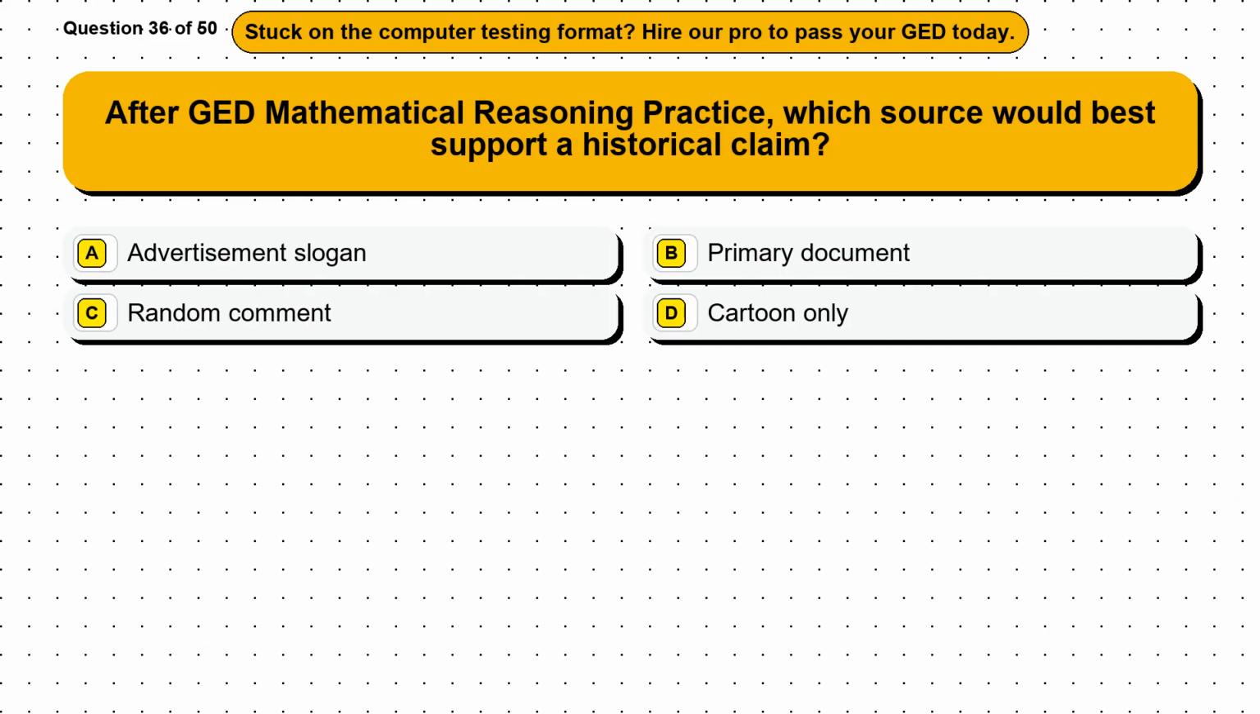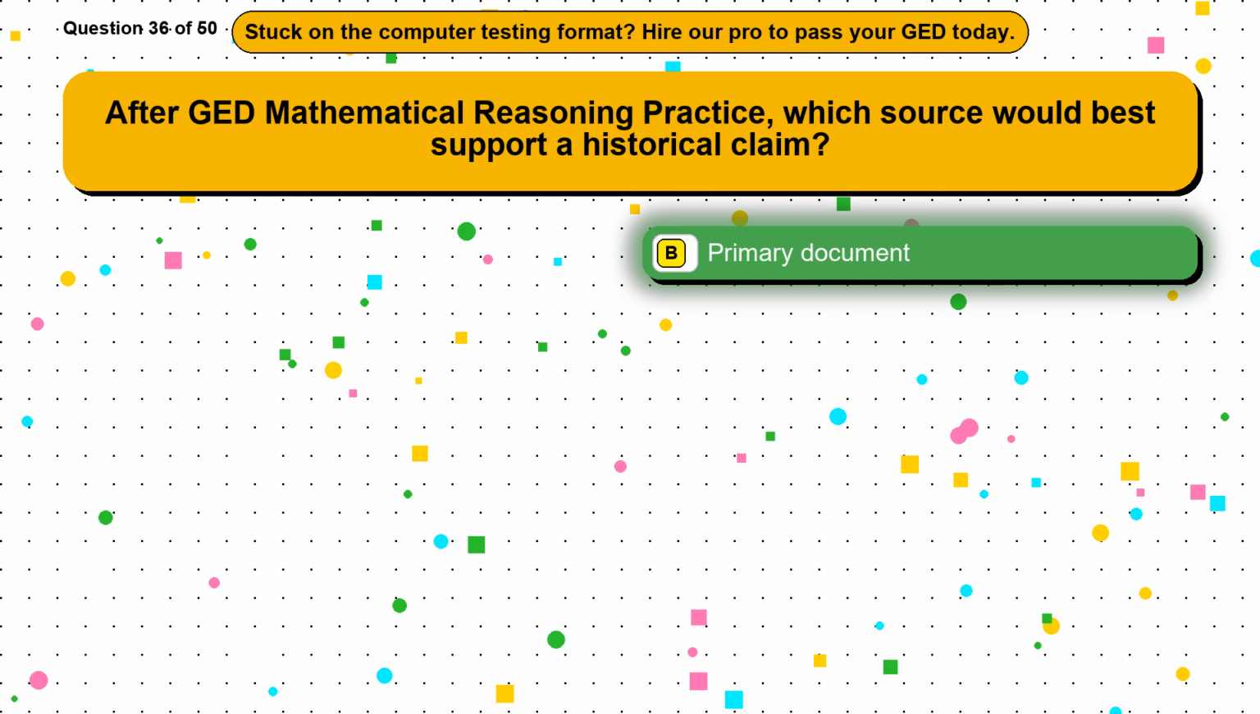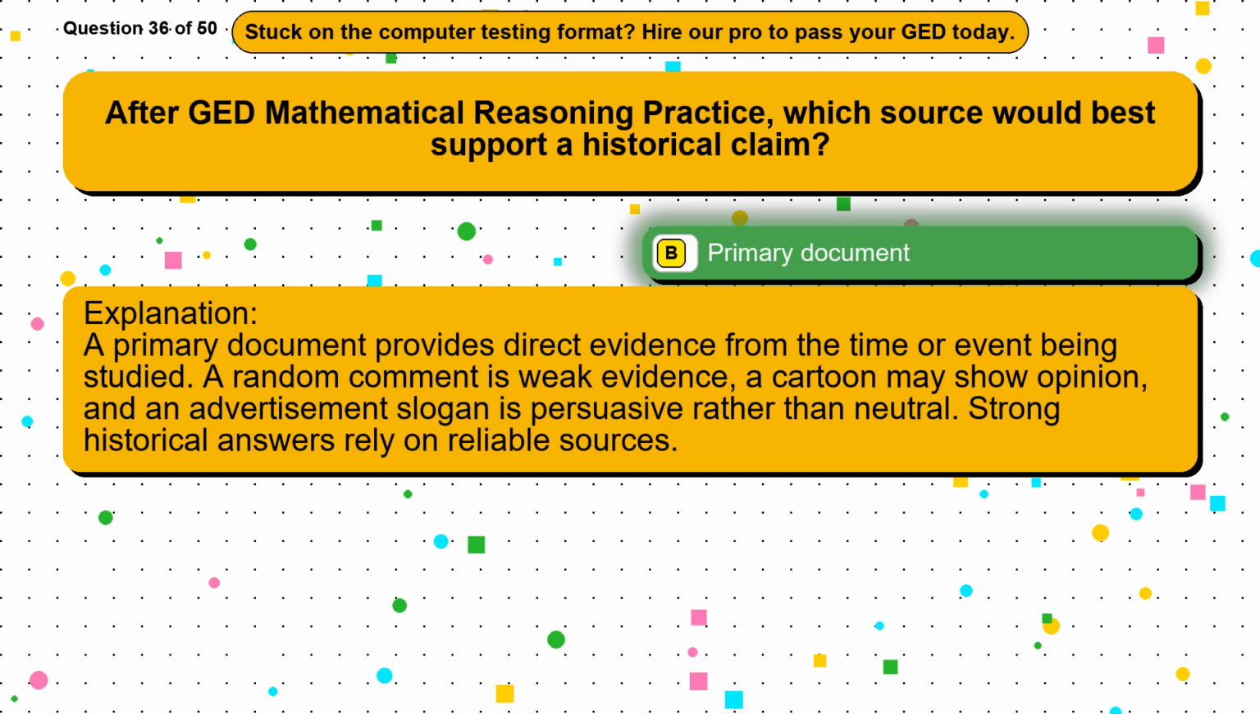Question 36. After GED Mathematical Reasoning Practice, which source would best support a historical claim? Option A, advertisement slogan. Option B, primary document. Option C, random comment. Option D, cartoon only. The correct answer is option B. Primary document. A primary document provides direct evidence from the time or event being studied. A random comment is weak evidence, a cartoon may show opinion, and an advertisement slogan is persuasive rather than neutral. Strong historical answers rely on reliable sources.